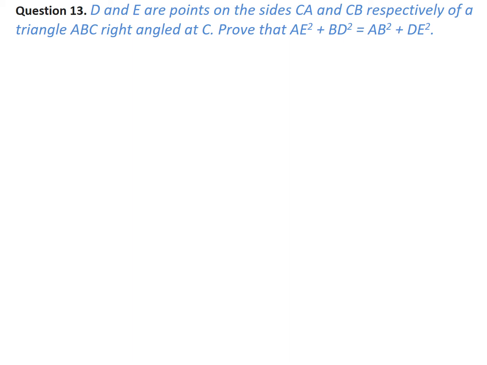D and E are points on the sides CA and CB respectively of a triangle ABC right angled at C.